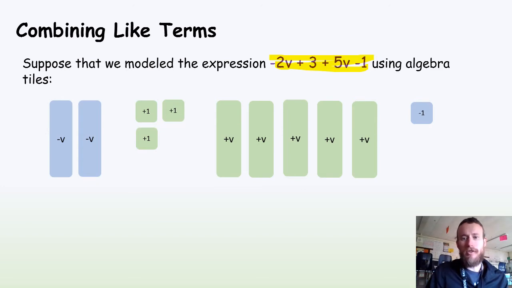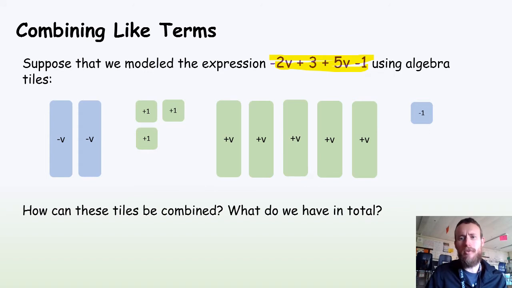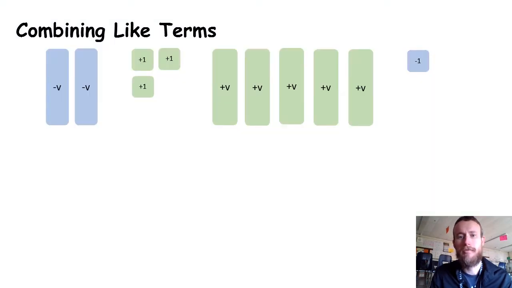So this can be useful to see what combining like terms is. How can we put these different pieces together? They're basically like pieces of a puzzle. How can we kind of reorder them? Imagine they're on the table. What do we have when we do that? So this is what we started with, negative 2v plus 3 plus 5v minus 1.